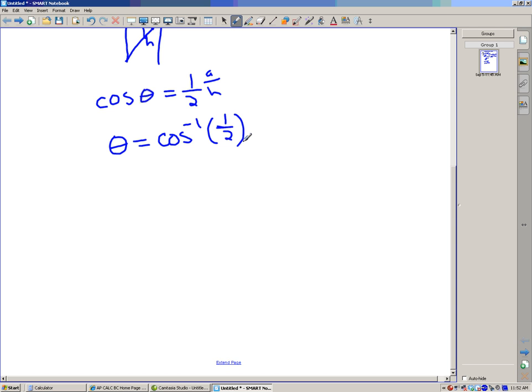Alright. So if you just hit second, I think it's second cosine. I don't have that here in front of me. Let me just get this calculator out. Yes, if you hit second cosine and then 1/2, as long as you're in degree mode, you're going to get the angle that we're looking for.